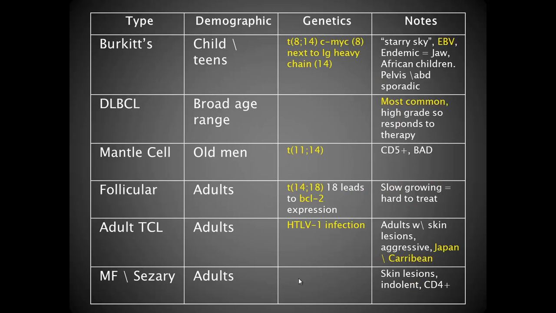So here's some lymphomas, Burkitt's. You're going to see that in children, especially African children. If you're talking about the endemic variant, you need to know about the t(8;14) c-MYC translocation.